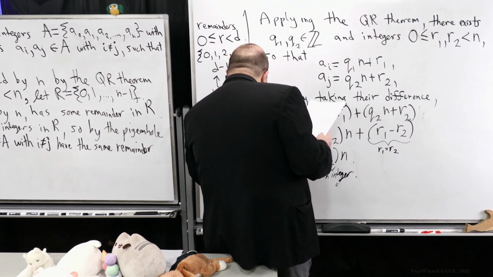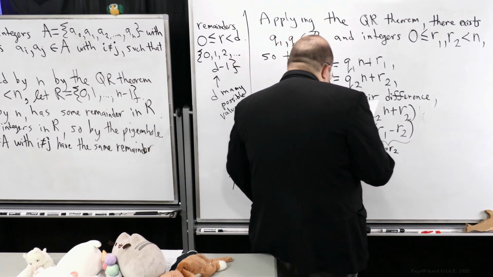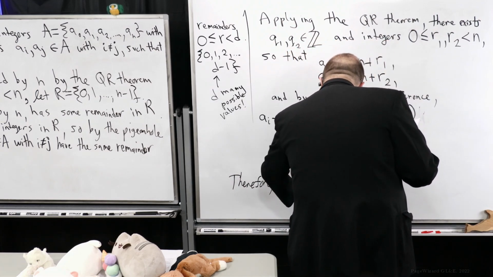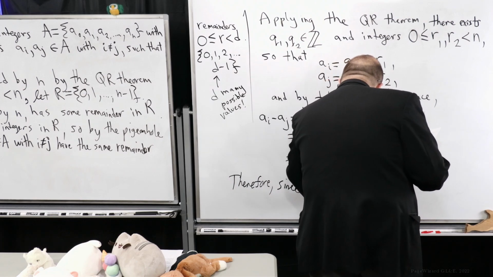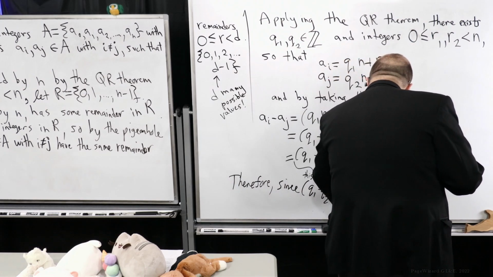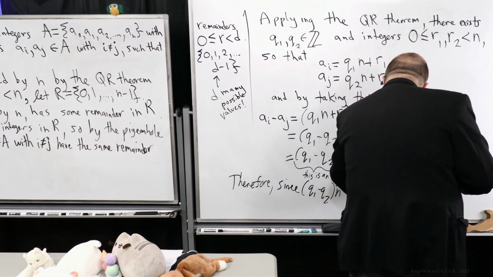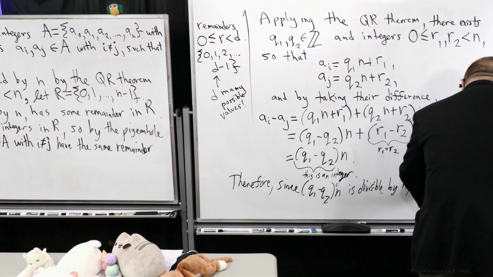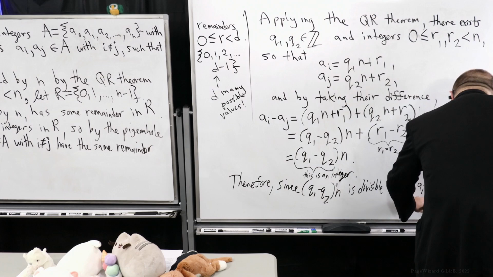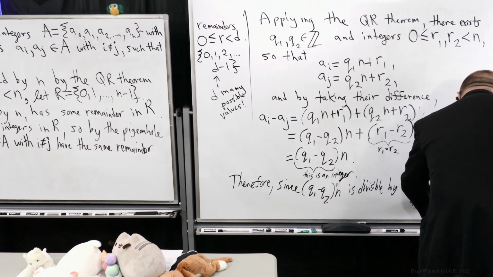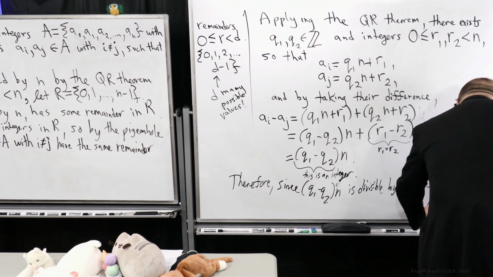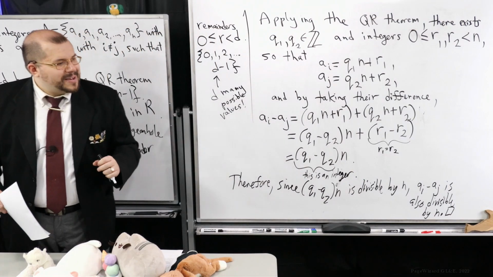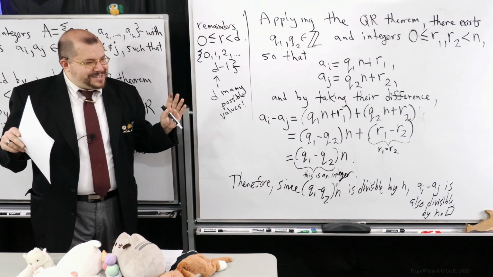Therefore, since Q1 minus Q2 times n is divisible by n, Ai minus Aj is also divisible by n. And that completes the proof. Piece of cake, right? So notice the strategy.